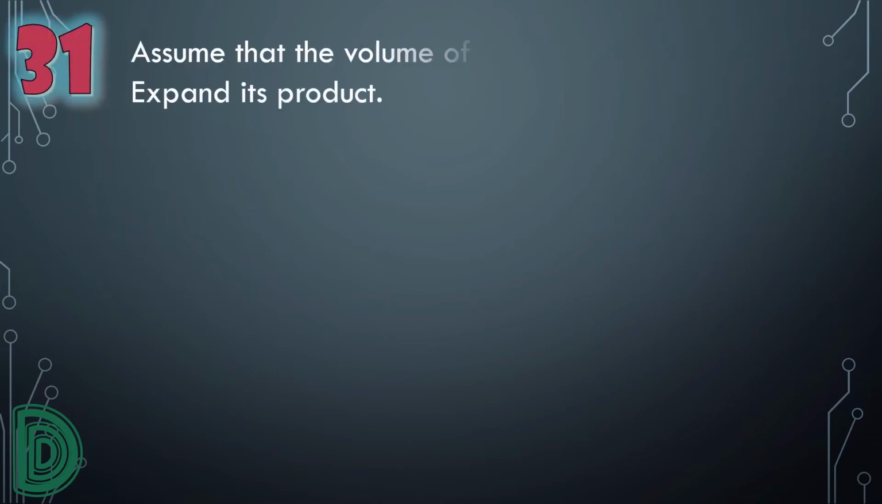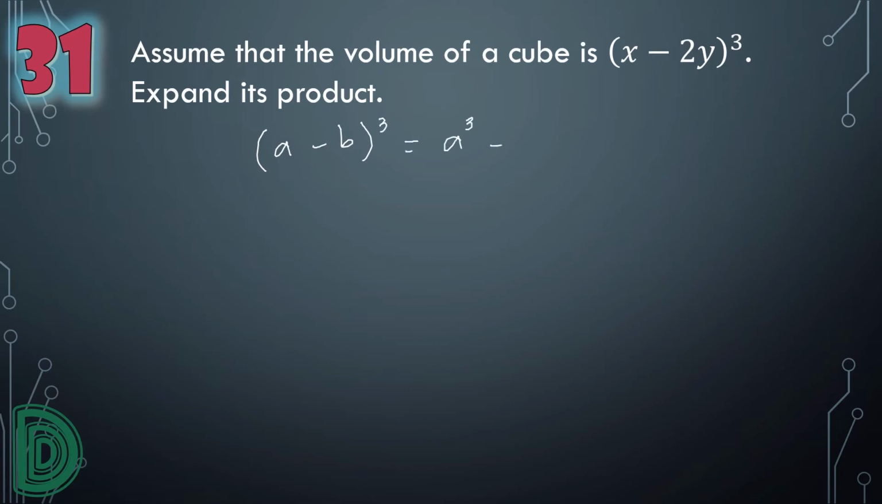Number 31. Assume that the volume of a cube is (x - 2y)³. Expand its product. So using the formula for the cube of a binomial, we have (a - b)³ is equal to a³ - 3a²b + 3ab² - b³.